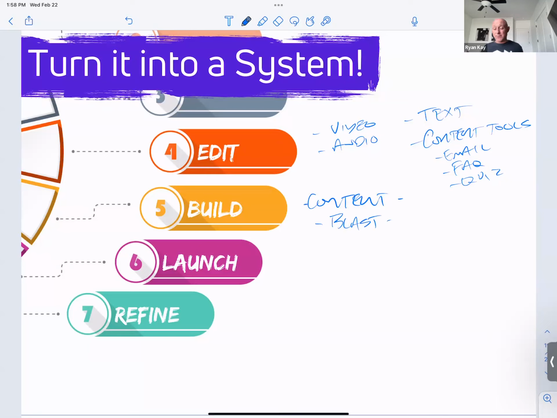I use SendFox for this a lot of times. We use Academy of Mine at Applicant Pro. There's lots of different offerings, but the key is I want to drip this out via email, not just put it somewhere that they have to go through on their own.